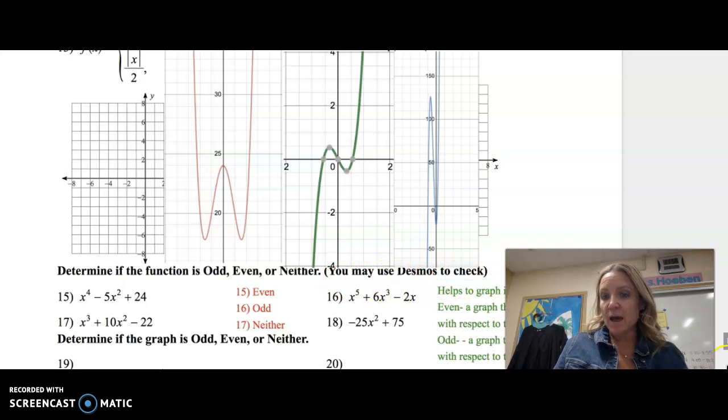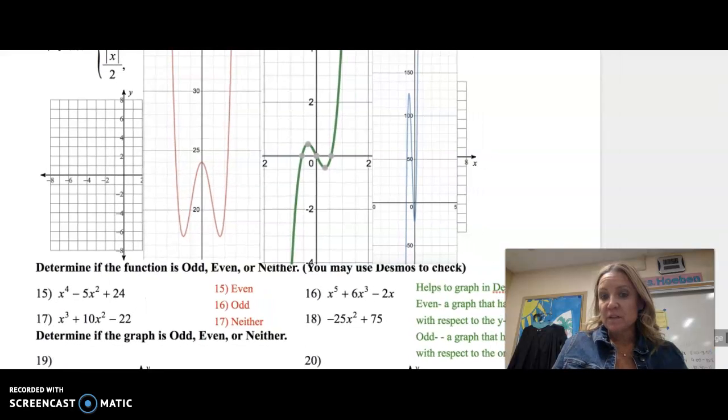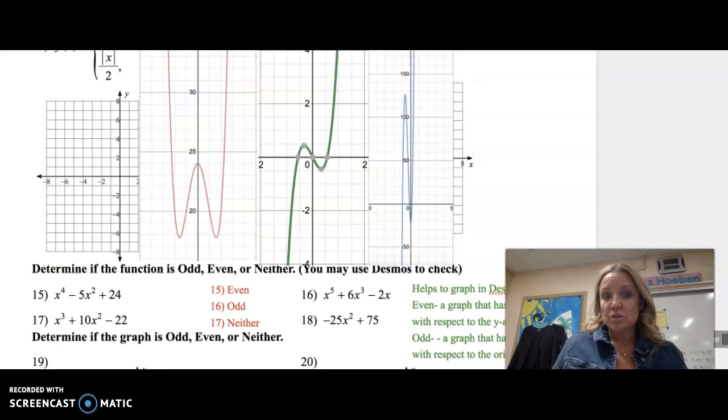Well, if it says that, then you should do that because it's definitely going to help you to look at a graph of it. And I did graph, here's 15, here's 16, here's 17. So definitely graph it in Desmos.